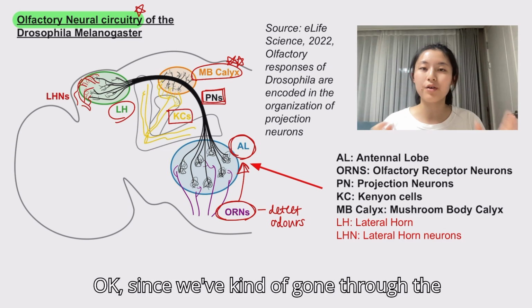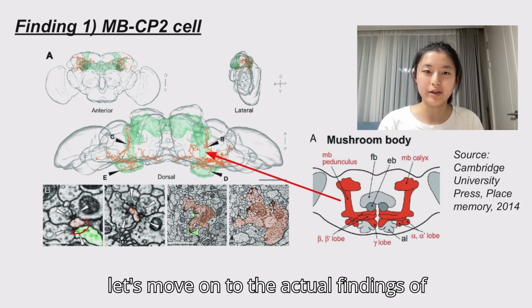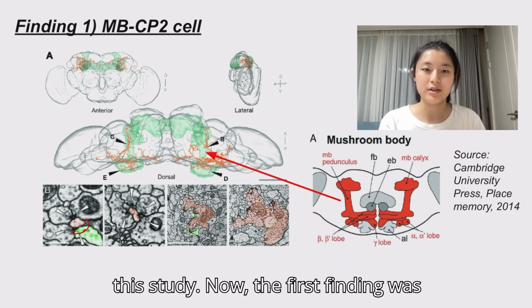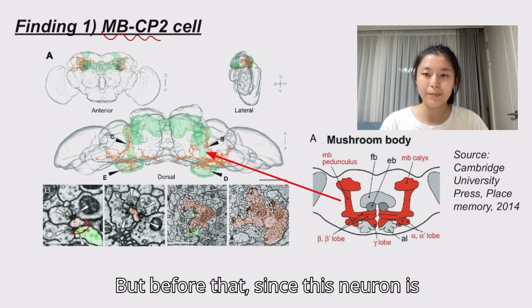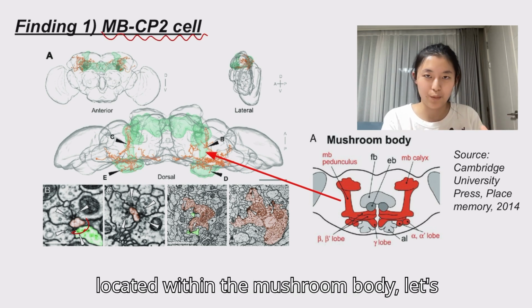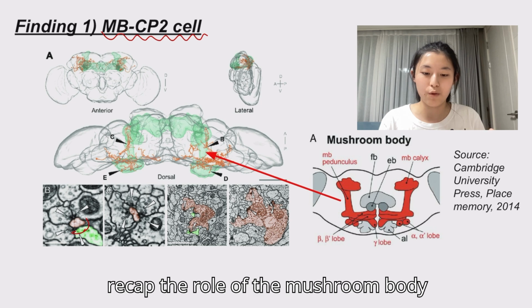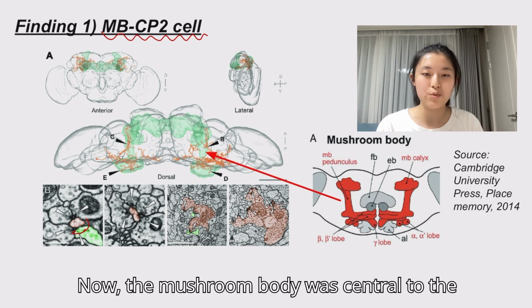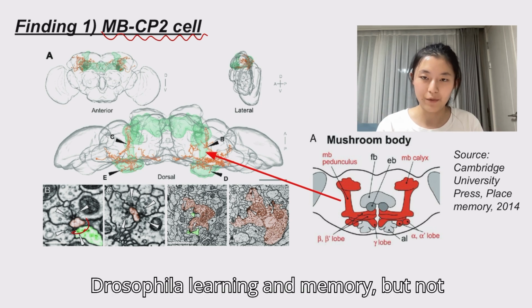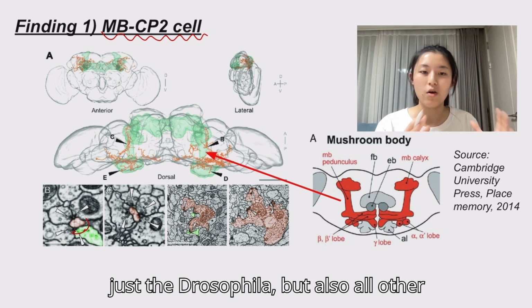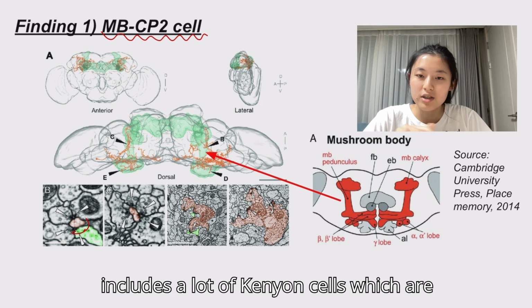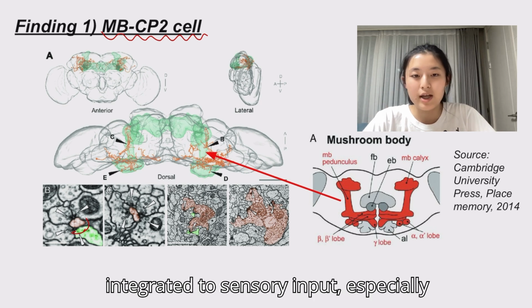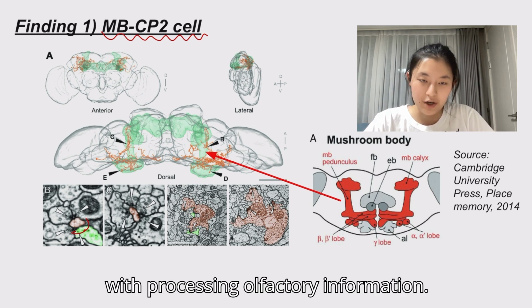Okay, since we've gone through the different structures of the fly brain, let's move on to the actual findings of this study. Now, the first finding was the discovery of the MBCP2 neuron. But before that, since this neuron is located within the mushroom body, let's recap the role of the mushroom body first. The mushroom body is central to Drosophila learning and memory, and not just Drosophila, but also all other types of arthropods as well. It also includes a lot of Kenyon cells, which are integral to sensory input, especially with processing olfactory information.